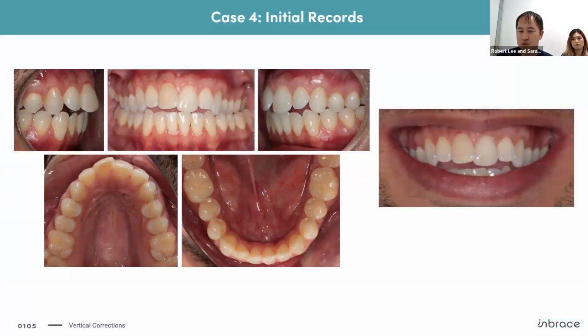So this case is a 32-year-old male. Chief complaint is his gummy smile, misalignment of his front teeth. He had braces when he was a teenager, didn't really wear his retainers. So he knew that he wasn't going to be good with retainers or aligners. Didn't want braces as a working adult. So we went ahead and did InBrace for him.